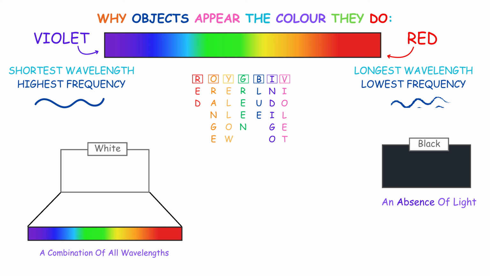However, it is important to point out that white and black are not included in this spectrum. White light is created when all the different wavelengths of visible light are combined together in equal measure. On the other hand, black is not a color formed by wavelengths. It is simply what we perceive when there is a total absence of light. So if no light is being emitted or reflected, the object appears black to our eyes.